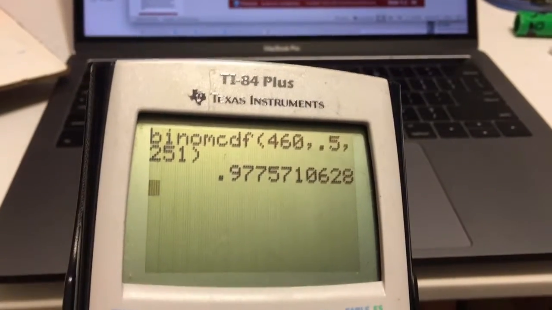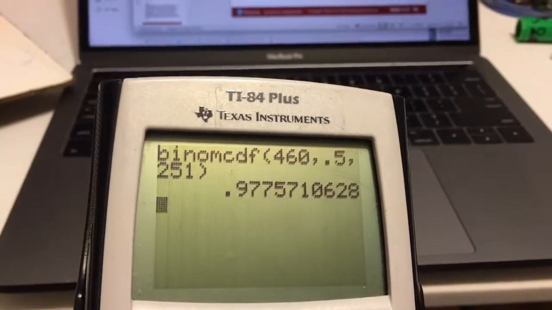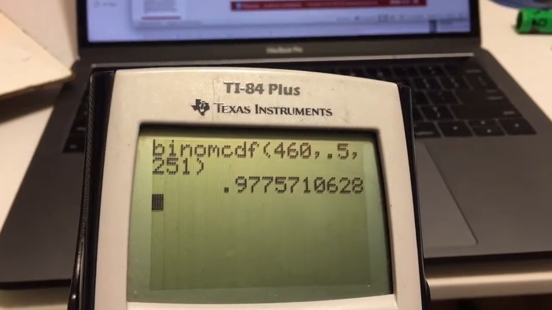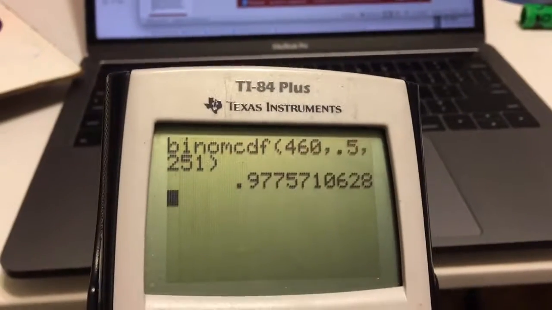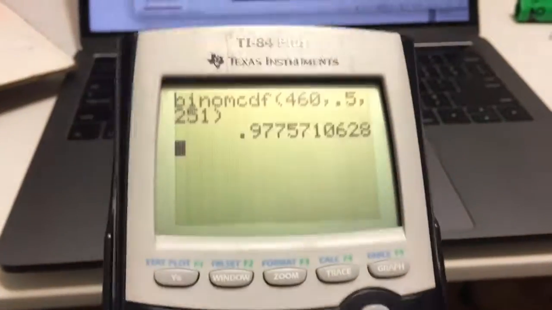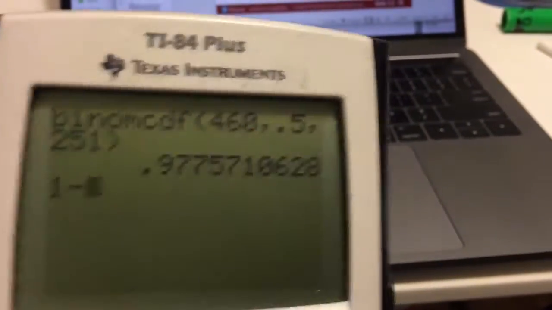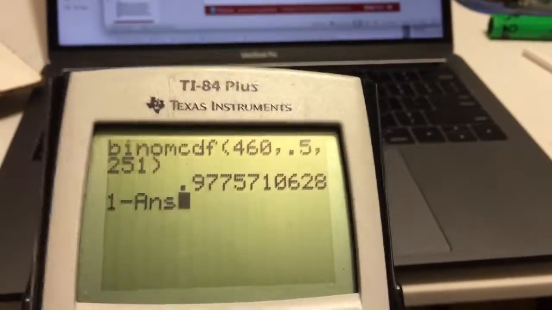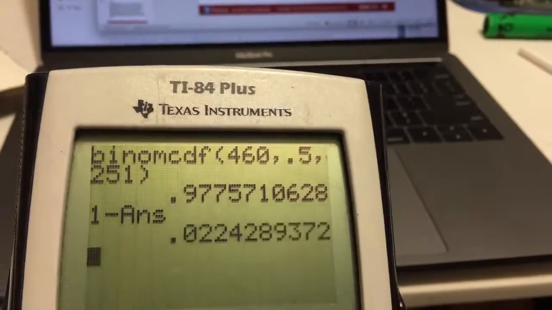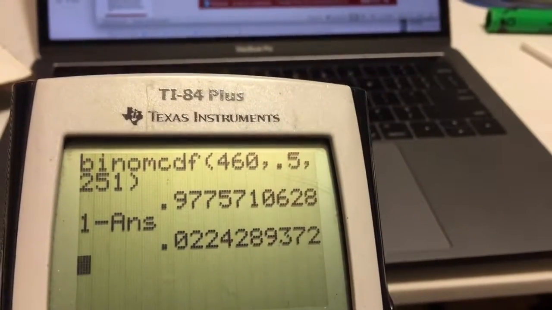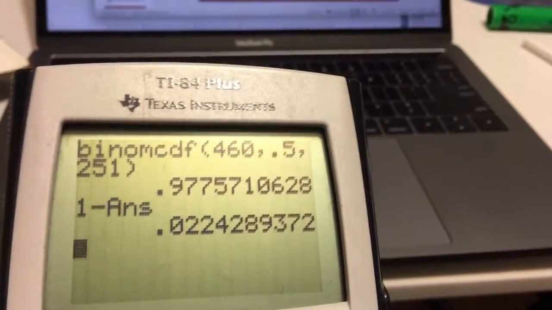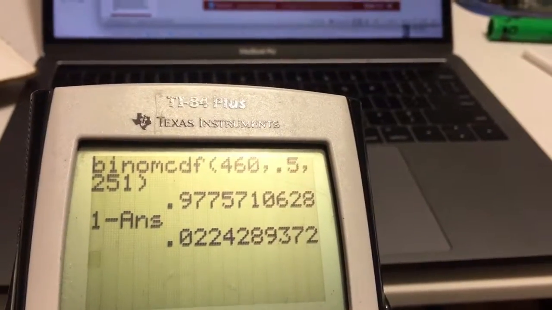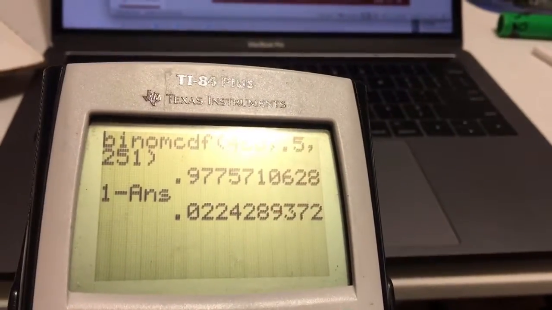And when I hit enter, I get 0.9775. So now, remember, I'm doing 1 minus that because this is not the one I want. I want from 252 up instead of 251 down, which is what I have calculated on my screen. So now I'm going to type in a 1 minus second answer, which is going to give me my 1 minus 0.9775, and I get 0.0224, which is what they had. And I had gotten something different because I had put in a 252 instead of a 251. My bad. So 0.0224.